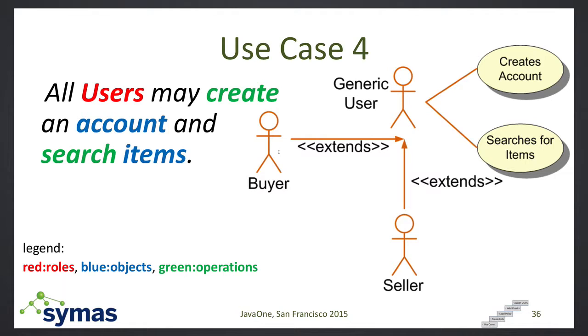The 4th use case, we have a generic user, and you can see they can create accounts and search for items. So this is telling us we have a base user, and then the other roles are going to inherit from that base role. And so we parse that into a statement that says all users may create an account and search items. So we have a new role called users and 2 new permissions, account create and item search.